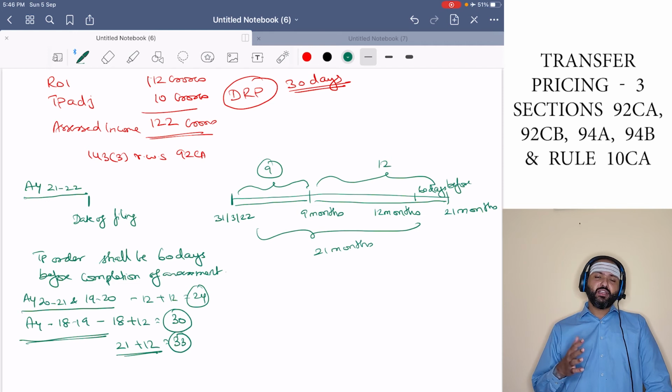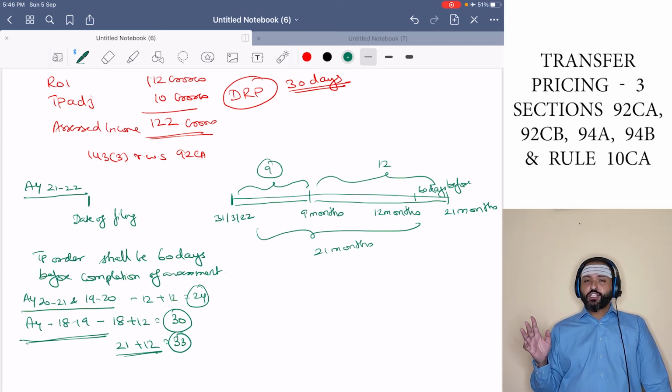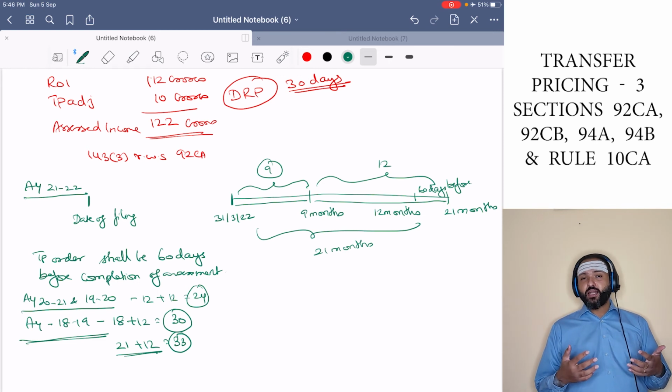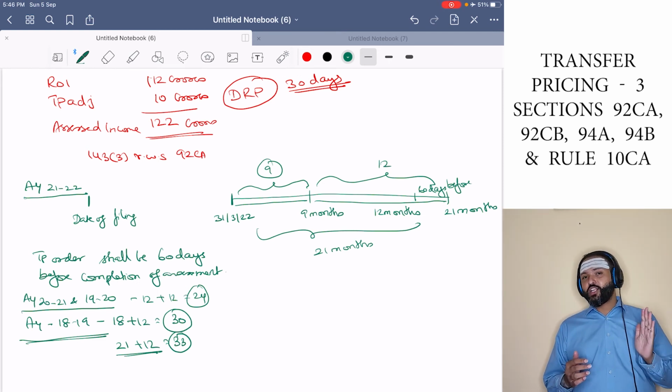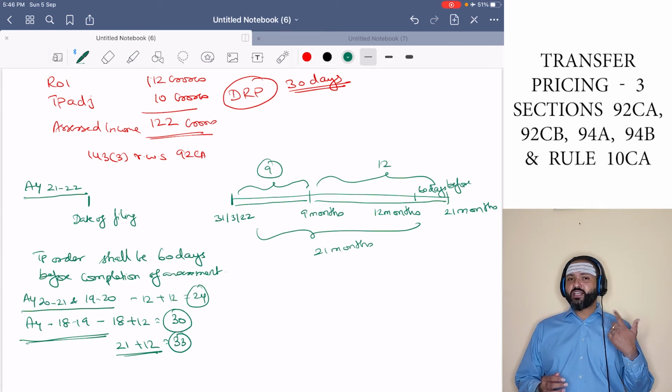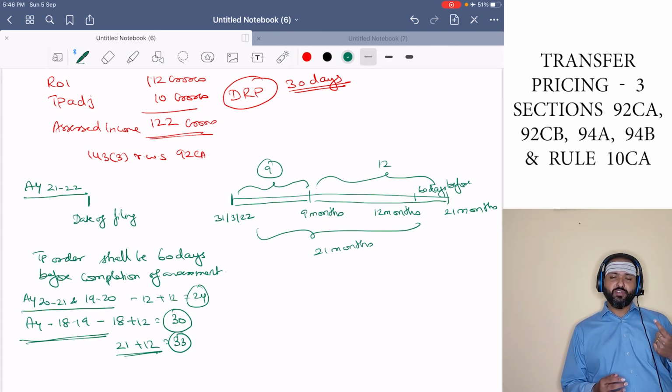So what is the time limit? When it comes to 143.3 for 21-22 onwards, it is 9 months and additional 12 months for reference to transfer pricing officer. And for 1920 and 2021, it is going to be 12 months and additional 12 months for reference to transfer pricing officer. And this 12 months, 9 months, etc. When should we start computing these 12 and 9 months? From the end of the year in which the return was assessable. That is, the return was filed. The end of the assessment year in which the return was filed.